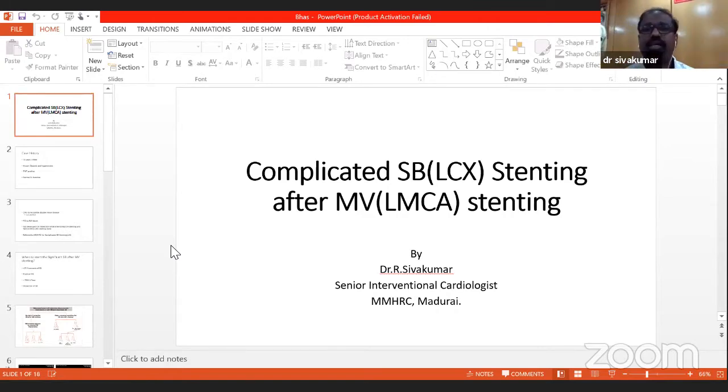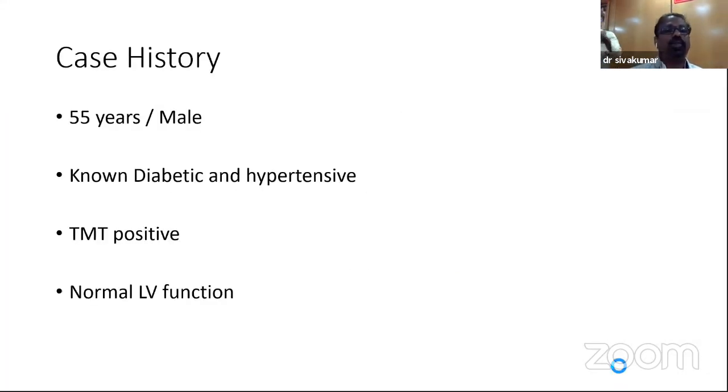Yeah, fantastic. I was asked to present bailout side branch stenting. Luckily, I had a case. This was basically a 55-year-old male, diabetic, hypertensive, positive TMT, to begin with normal LV function, who visited an outside lab with a different operator.